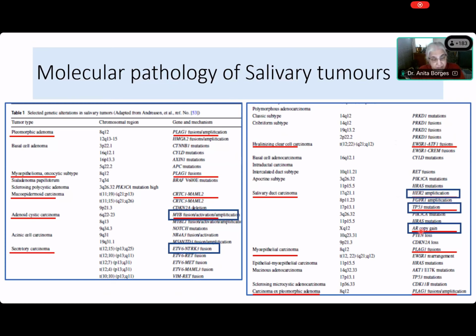And AR. AR is the androgen receptor. And yes, there's amplification of the androgen receptor. And it's usually an either-or. It's one or the other. So if you have HER2 amplification, you won't get AR. If you get AR, you won't get HER2.